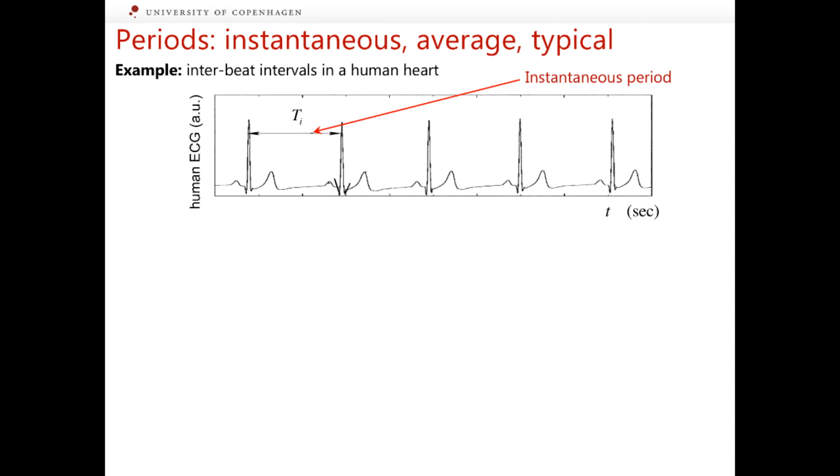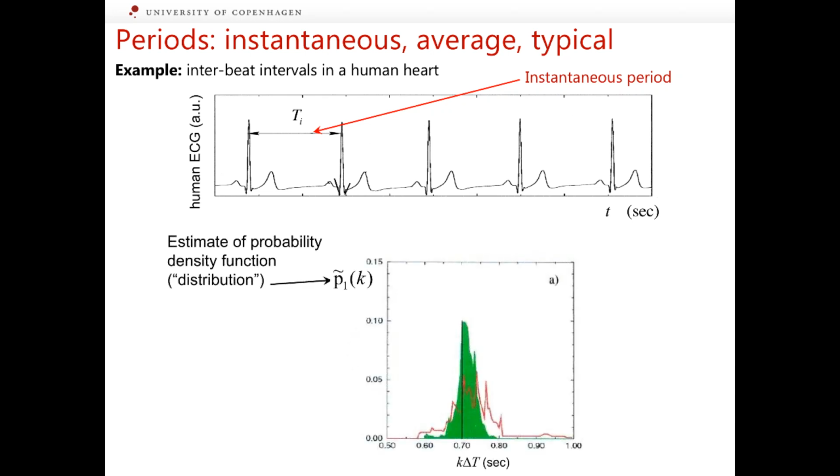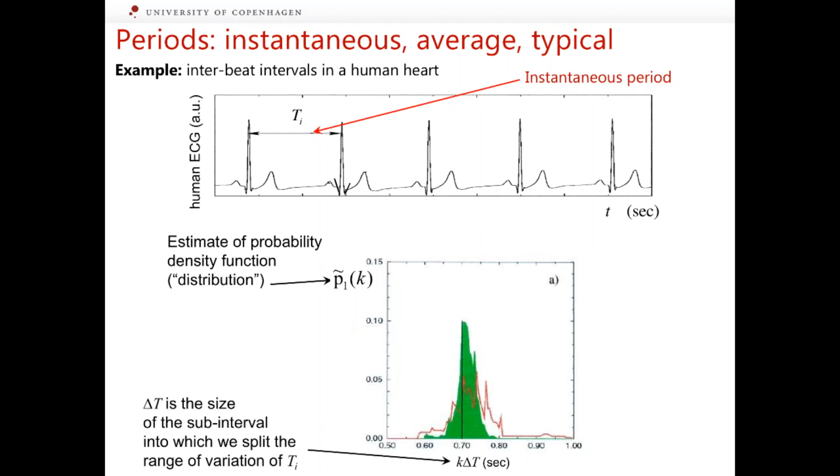Once these periods are recorded and stored on a computer, one can estimate their one-dimensional probability density function P1, also called a distribution for brevity. To obtain the distribution, we find the minimal and the maximal values of instantaneous periods and split the whole range of variation of periods into boxes of size delta t. We then count the total number of periods which fall into each of the boxes and divide this number by the total number of periods recorded.